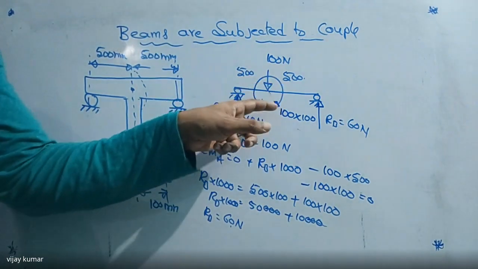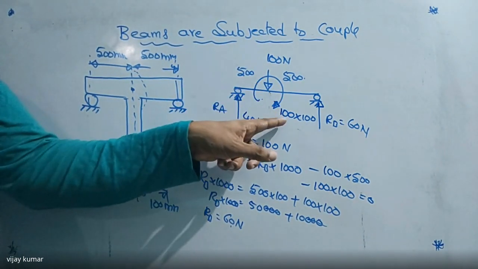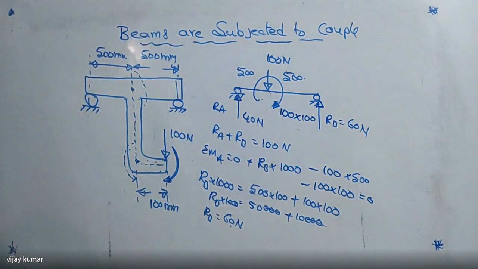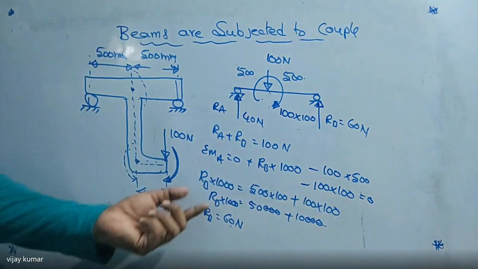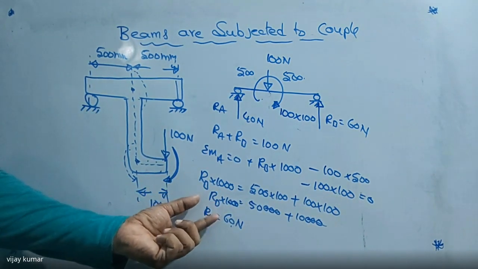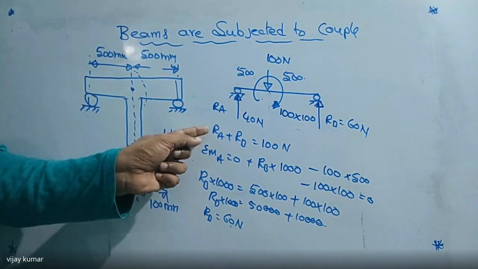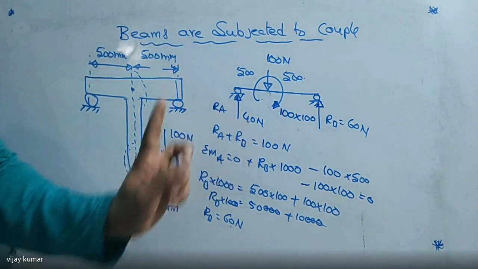At the same time, we are going to consider the couple here. That couple is 100 into 100. It is clockwise, and a clockwise couple is negative. I have already told you yesterday. So equal to 0, then we find the RB value. The RB value we get is 60 newtons. Automatically, if we substitute this RB value in this equation, we get the RA value.